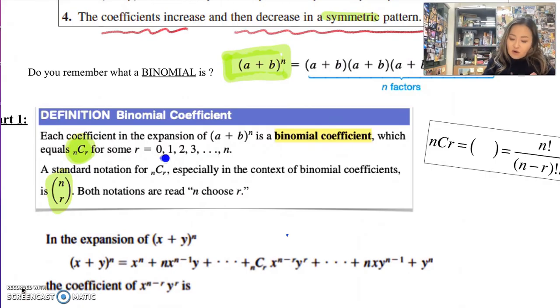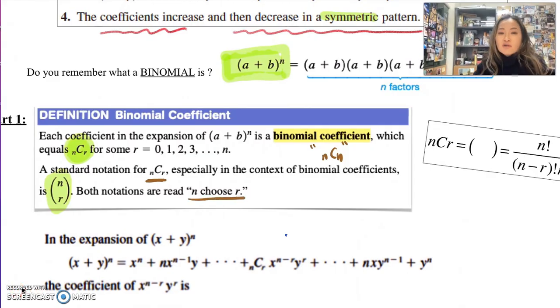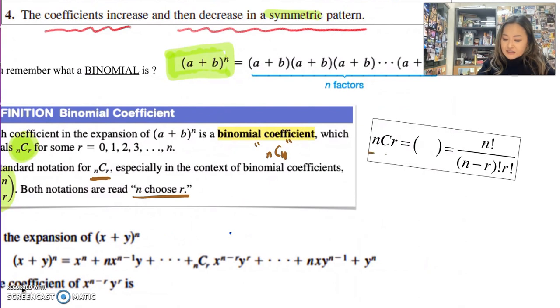Now, for some r equals 0, 1, 2, 3 through n, okay? So that means it could be n choose n if it wanted to be, okay? And I'll tell you what this n choose n means soon, in a second. nCr, we're gonna learn how to do this in the calculator, but I'm gonna go like this. nCr is also n choose r. n! You're like, am I yelling this? n! divided by r! You're right, it's the formula for n choose r.